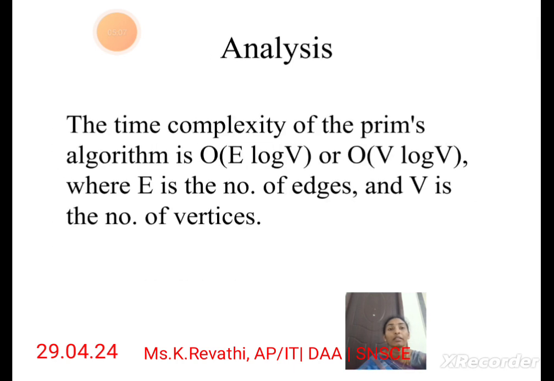Here is the analysis of this Prim's algorithm. The analysis of Prim's algorithm is big O of E log V.